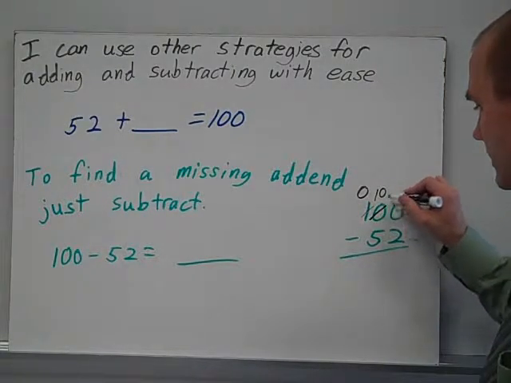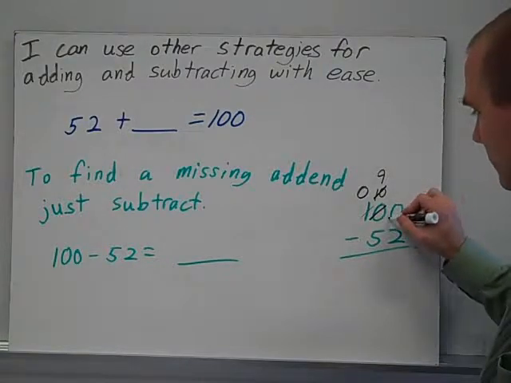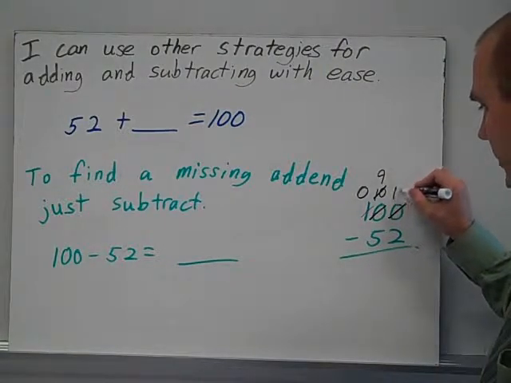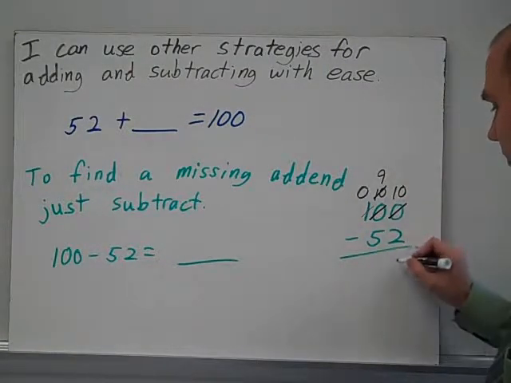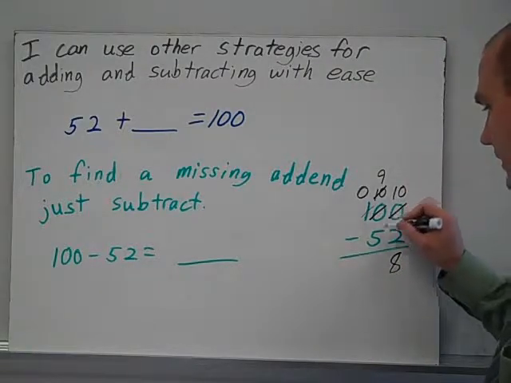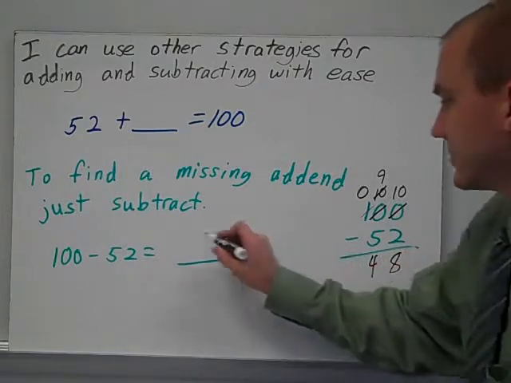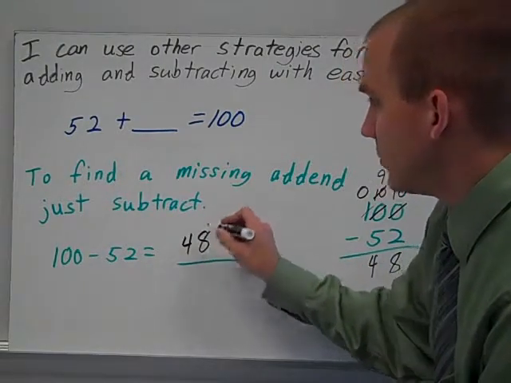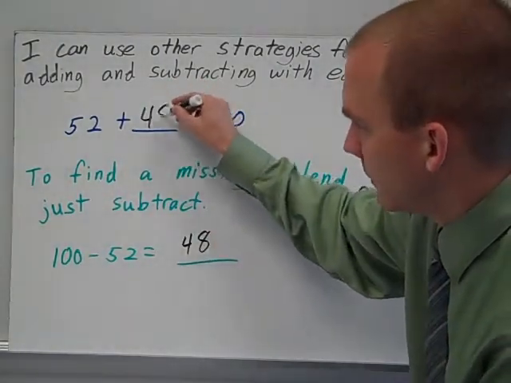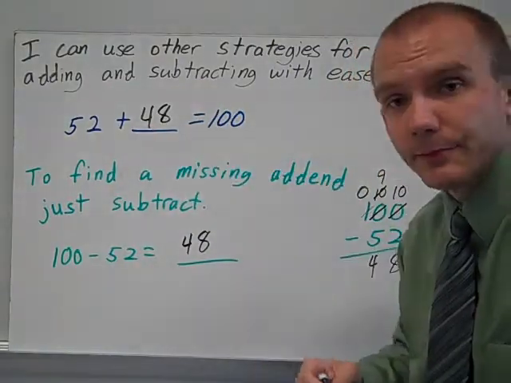Now I can come back to the ones, take a 10, and that 10 comes over here. Now I have 10 ones. 10 minus 2 is 8. 9 minus 5 is 4. 0, take away nothing, is 0. So my answer ends up being 48, which I can then fill in here as well. 52 plus 48 equals 100.